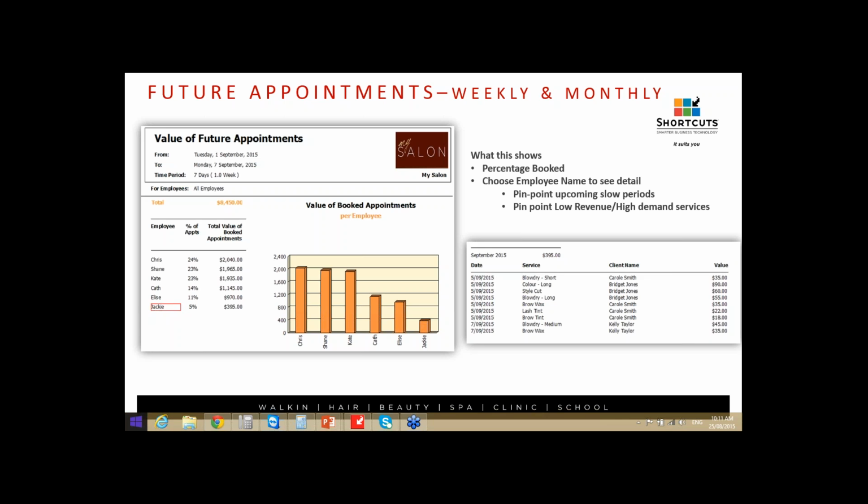So if you were to double click on Jackie and then select on the amount, what you'll notice is over at the right here, we've got this summary for Jackie. So it's showing where that $395 worth of estimate has come from. So it'll give us the dates, the services, the clients, and the value that's actually booked in.